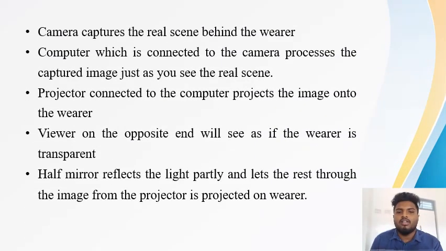The camera captures the real scene behind the viewer. The computer which is connected to the camera processes the captured image, just as you see the real scene. The projector connected to the computer projects it, and it will look as if the viewer is transparent. The half mirror reflects the light partly and lets the rest through. The image from the projector is projected on the viewer.